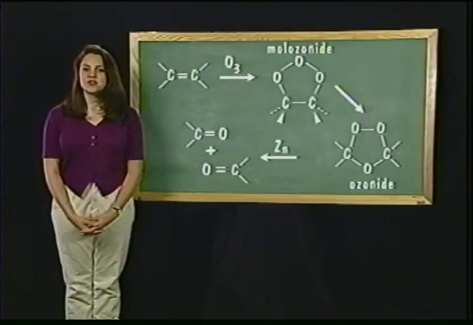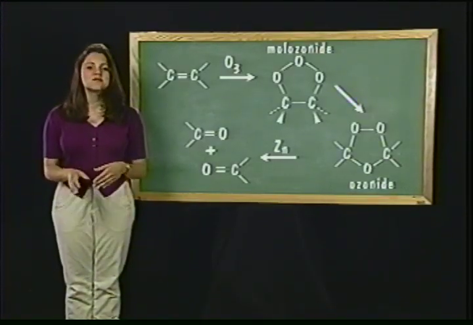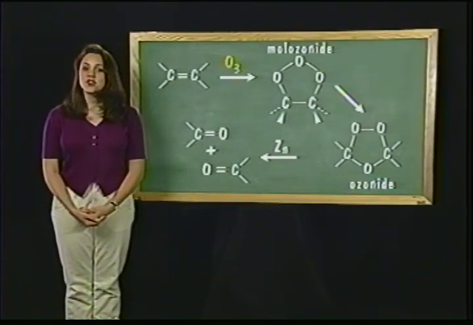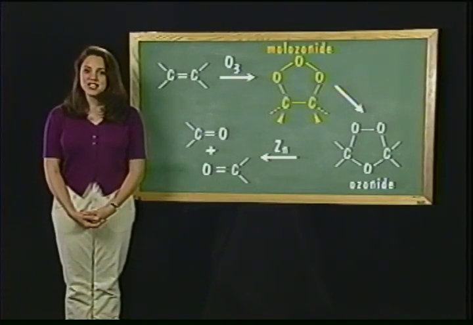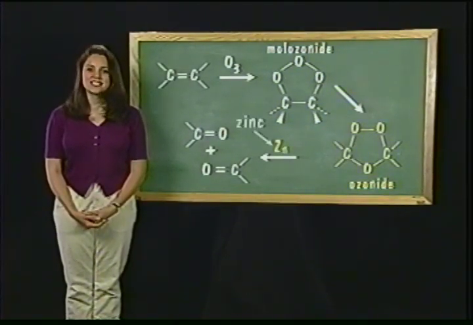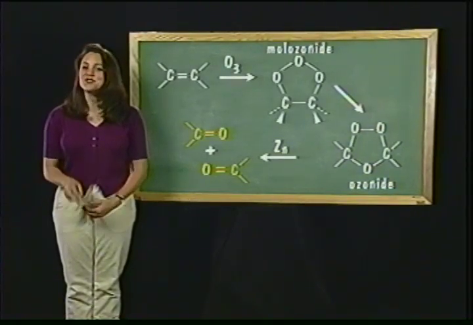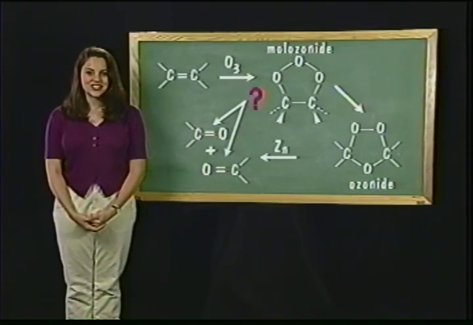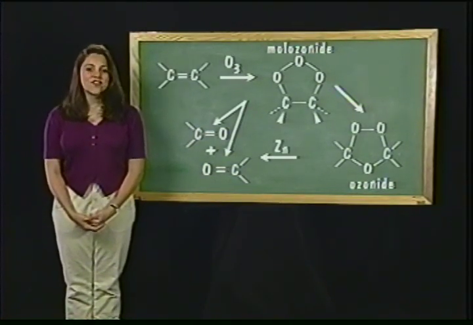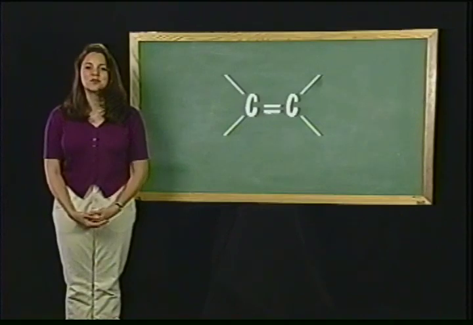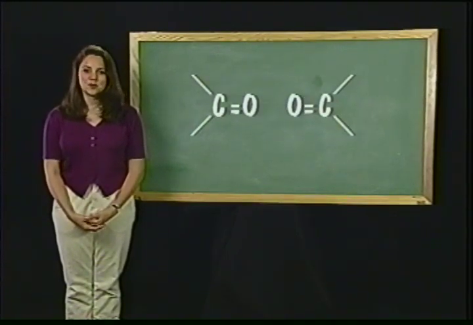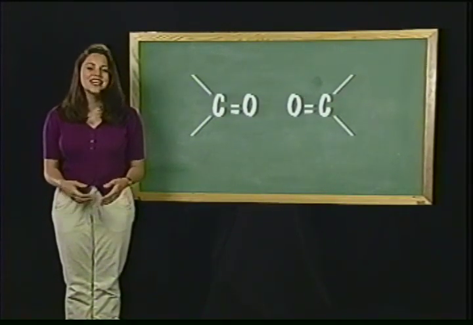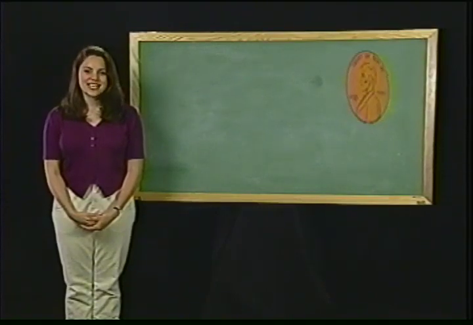We're not going to go into a ton of detail here, but just make sure you know that ozone adds to the pi bond of an alkene, forming a malozonide, which rearranges itself to form an ozonide. And once we treat the ozonide with zinc, we get two, count 'em, two products. Now we just have to figure out what these two products are. It's easy, really. Just find the carbon-carbon double bond and replace it with two carbon-oxygen double bonds, and that's your answer. This will all make sense when we do an example.